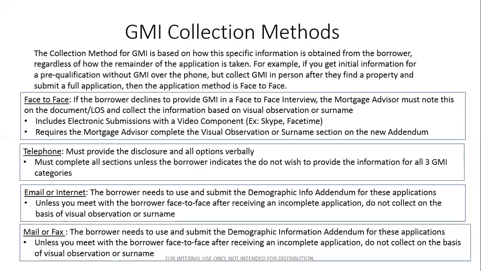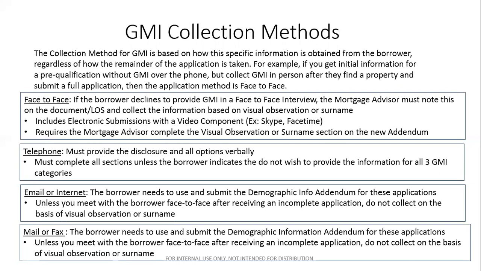So we're going to go into a little more detail regarding these 4 different options: the face-to-face, telephone, email or internet, or mail or fax. But starting off with the face-to-face, if a borrower declines to provide the government monitoring information in a face-to-face interview, the mortgage advisor must note this on the document or LOS and collect the information based on visual observation or based on their surname.